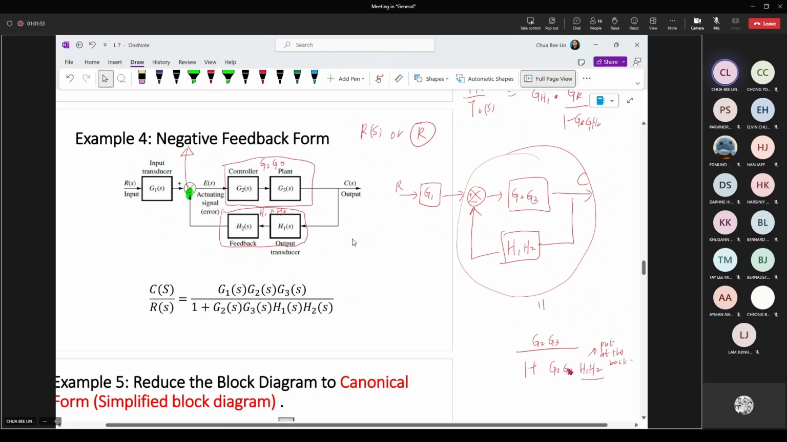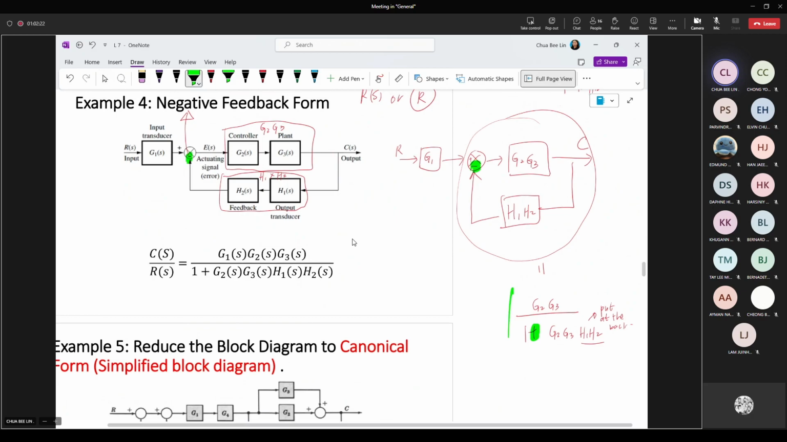Okay, the forward block will be placed first, and only then followed by the feedback block. So this is the shortcut of the feedback loop where we have the forward G2, G3 over, because this is minus, then you'll be having a plus over here, the reverse sign. Then for everything in the closed loop block, we place the forward blocks first and then multiply with the feedback.